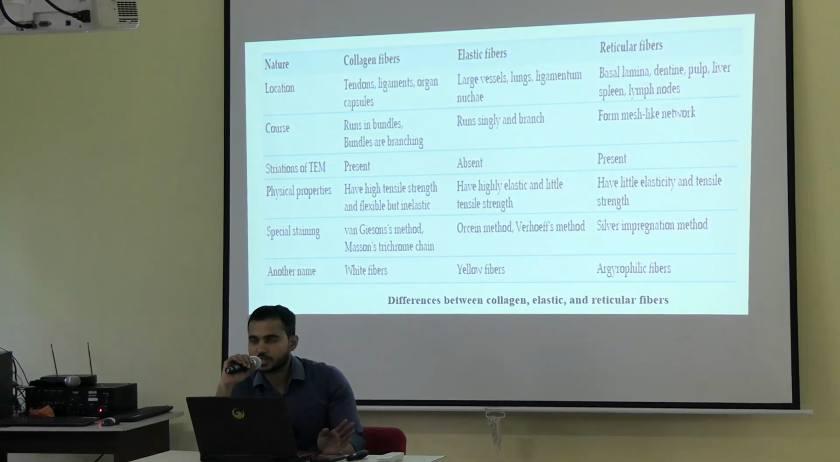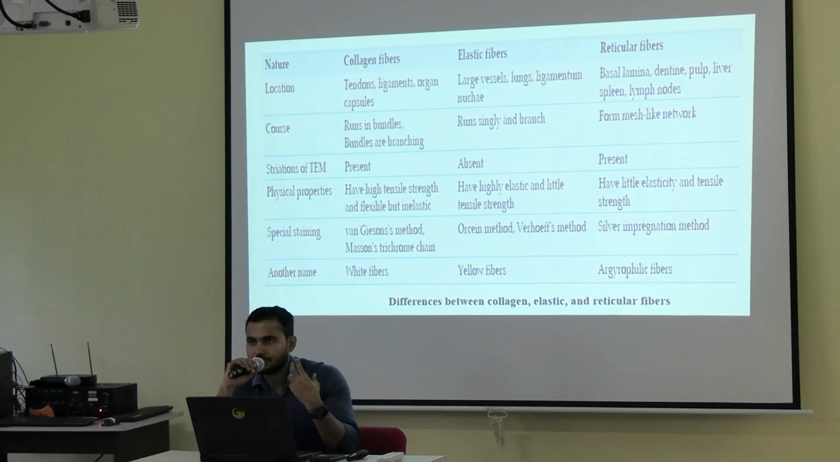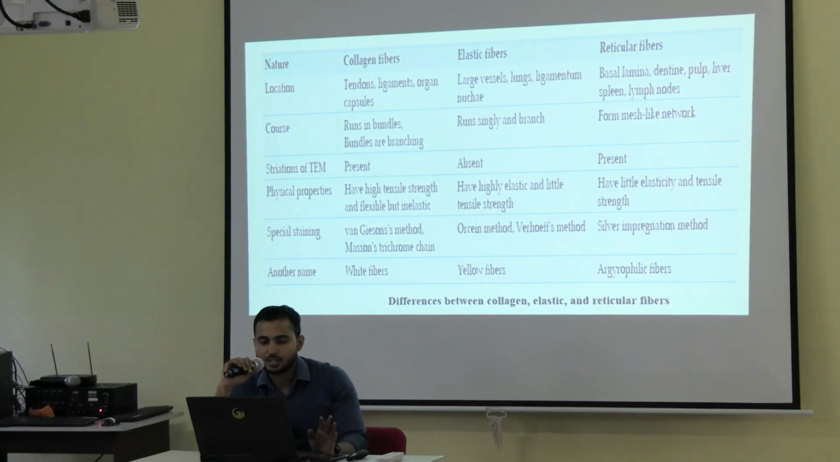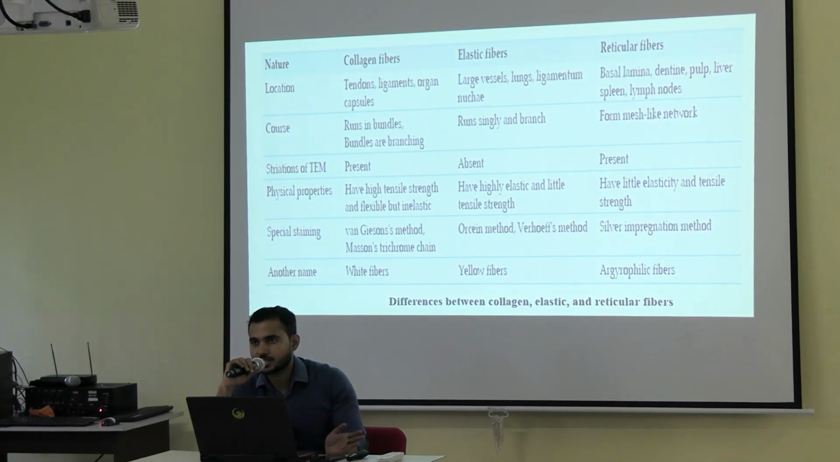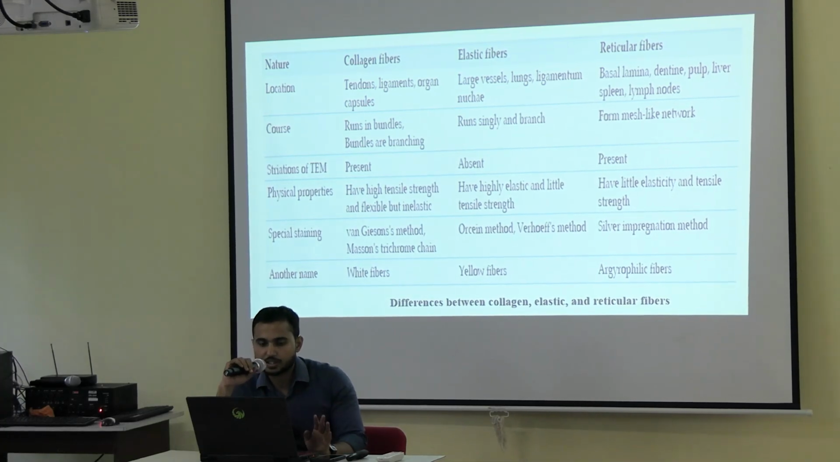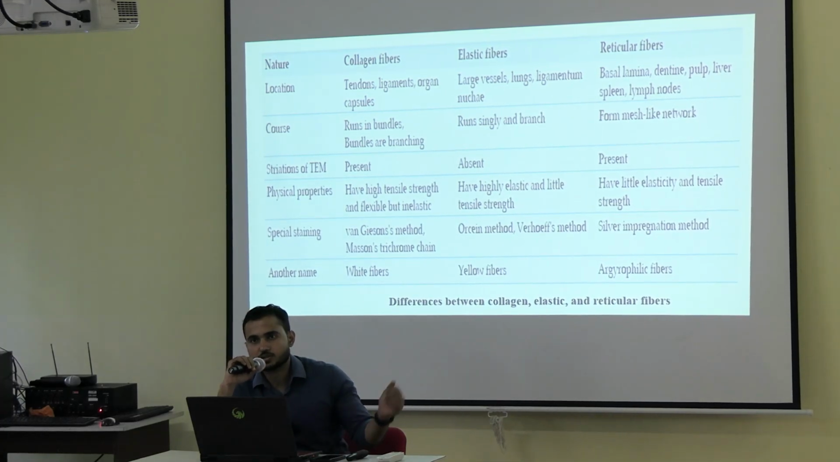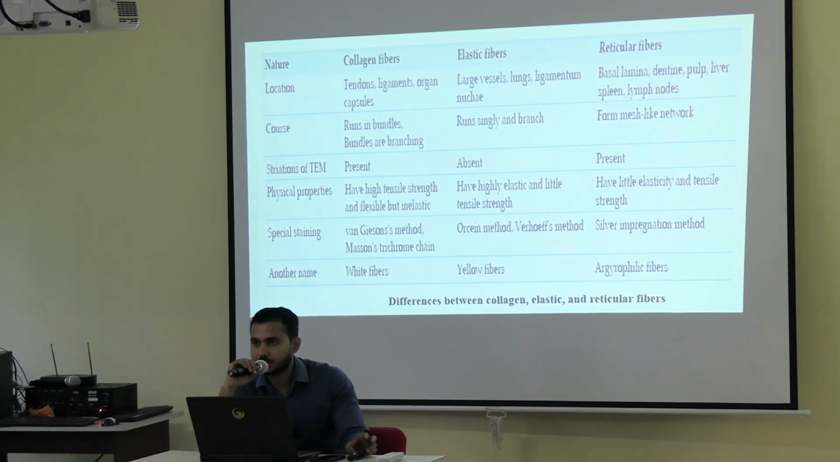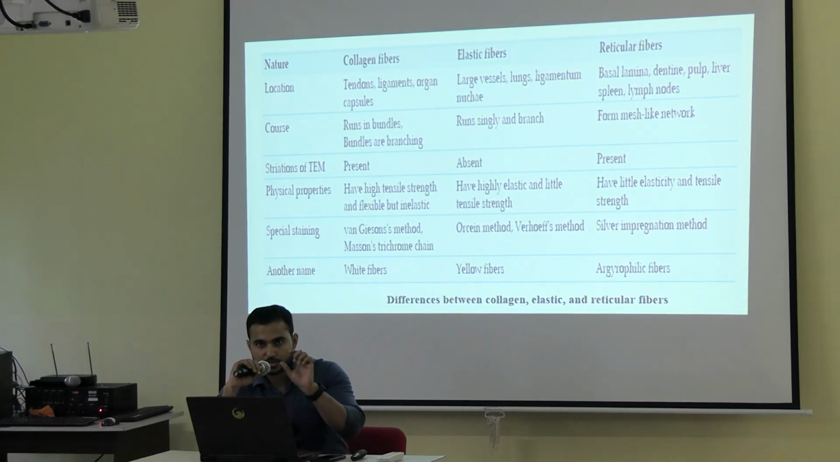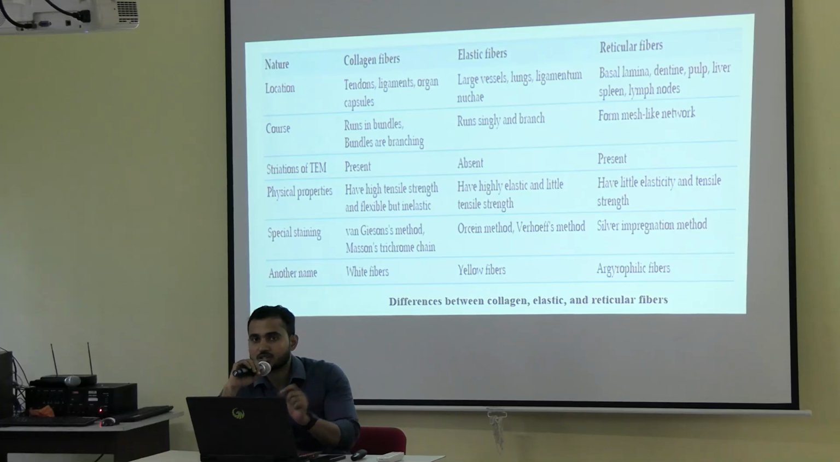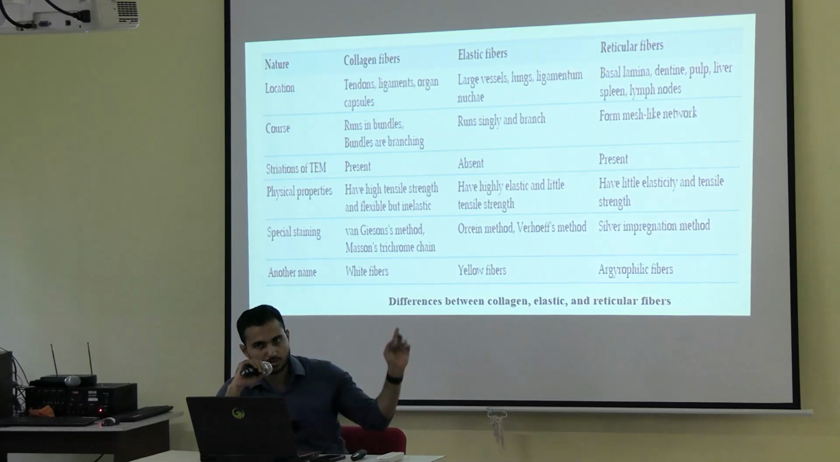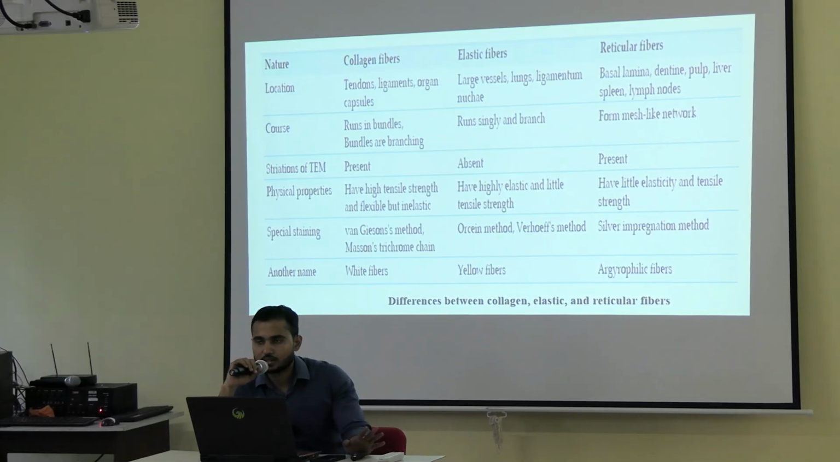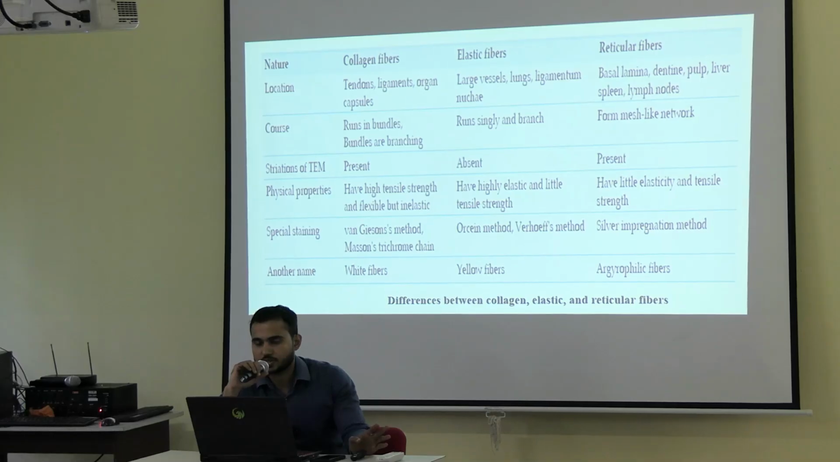So you can see the location is there, and the codes are there. Codes means the fibers, how they appear. Then striations, whether present or absent. Why striations are present, that I have explained. Okay. Next, physical properties are also mentioned over here. Then the special staining method: as I mentioned, special stains are required in order to see those particular fibers. That is also mentioned. And then other names given to the fibers.